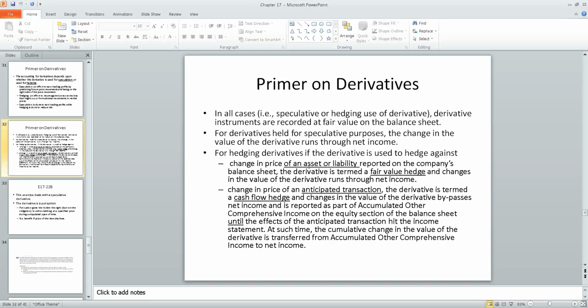For derivatives classified as cash flow hedges, the change in the value of the derivative initially bypasses the income statement and is reported on the balance sheet as a part of accumulated other comprehensive income in the equity section of the balance sheet. But when the transaction that you're intending to hedge against takes place and impacts net income, then the unrealized gain or loss that has arisen from the change in the value of the derivative is transferred into net income.